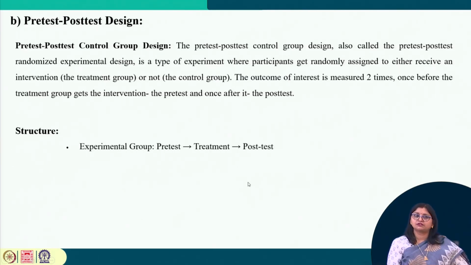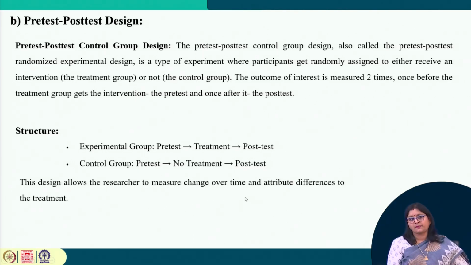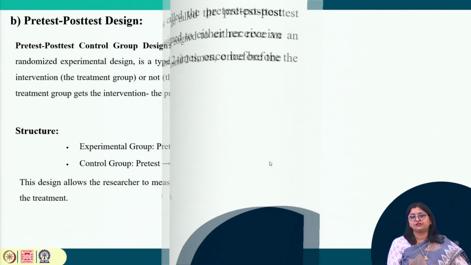The structure of this pre-test post-test design is that the experimental group has the pre-test, treatment and post-test, and the control group has only the pre-test and post-test, with no treatment. So, this design allows the researcher to measure the change over time and attribute differences to the treatment.